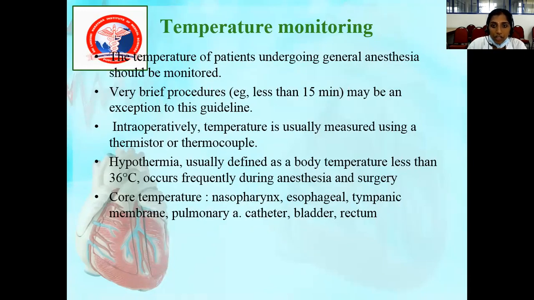Then temperature, as I told you, is very, very important. It is in fact included in the ASA basic monitors now. Hypothermia is defined as a body temperature less than 36 degrees Celsius, which is very frequent during anesthesia and surgery. Usually in a short duration procedure, like less than 15, 20, 30 minutes, it's okay. But beyond that, temperature monitoring is very important.